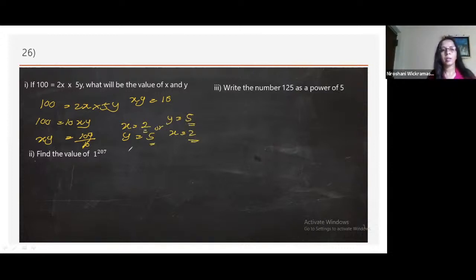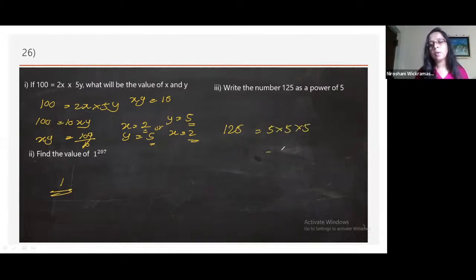Like this. Find the value of 1 to the power of 207. 1 to the power of any number is 1. So the answer is 1. If you multiply 1 a million times even, we are getting 1. Right? Then 1 to the power 207 is 1. Write the number 125 as a power of 5. So we can write 125 as 5 into 5 into 5, 5 to the power 3.